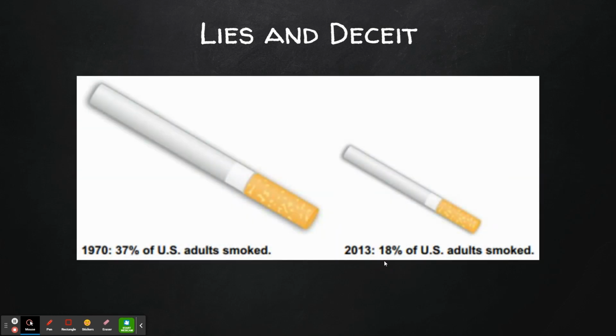Another thing we have to be careful of is using pictures to represent proportions. Now, they took this 1970 data and decided to represent it as a giant cigarette for some reason, and then the 2013 data as a smaller cigarette. Now, 37% compared to 18%, you would think, oh, that's half the size.